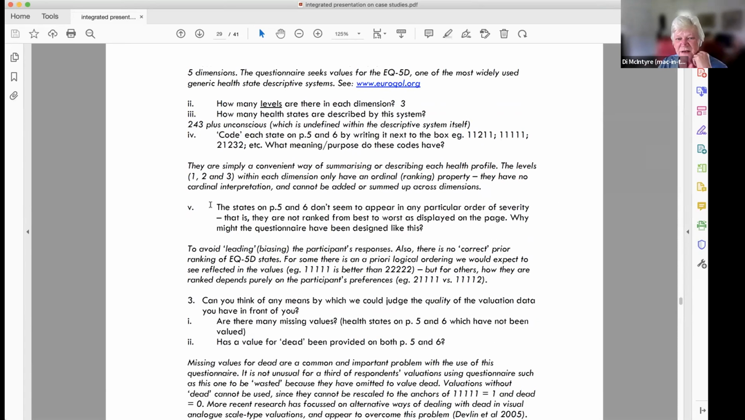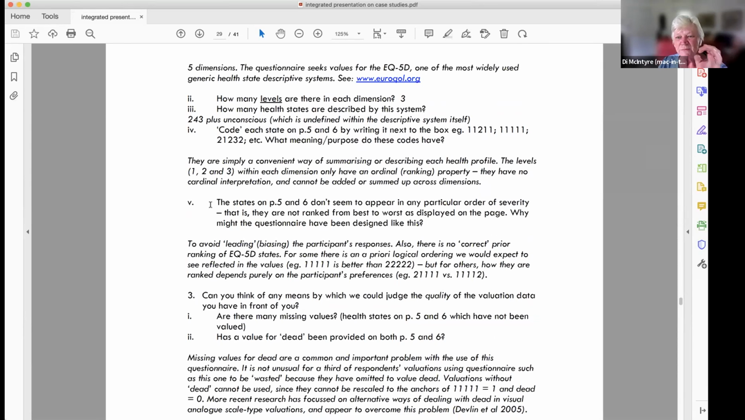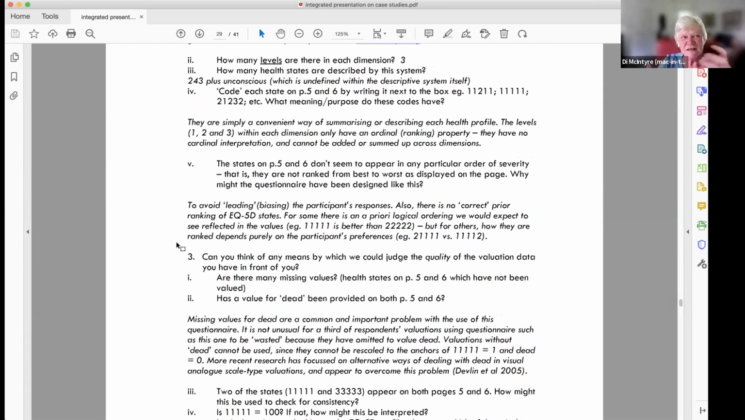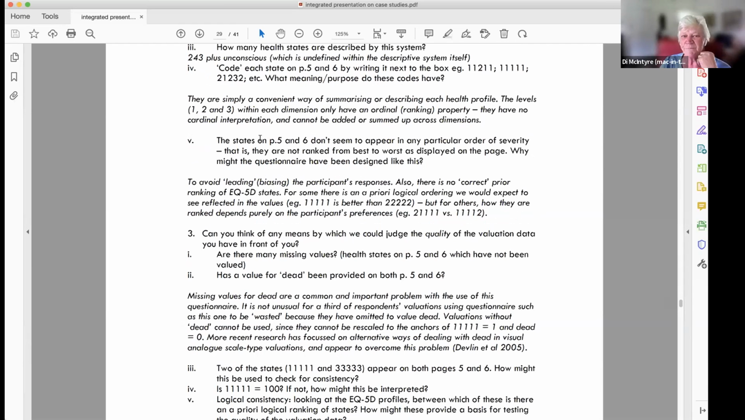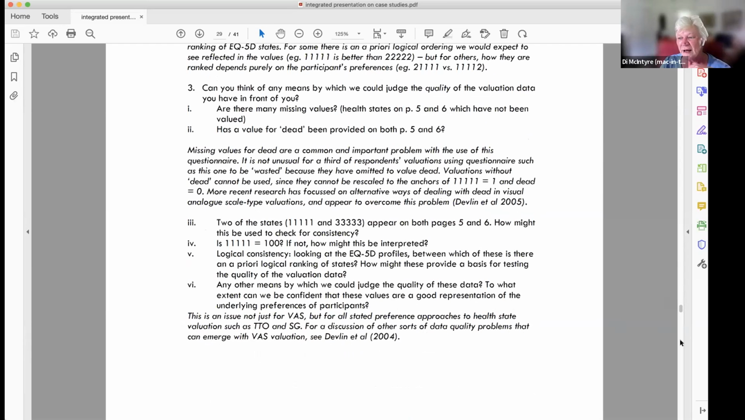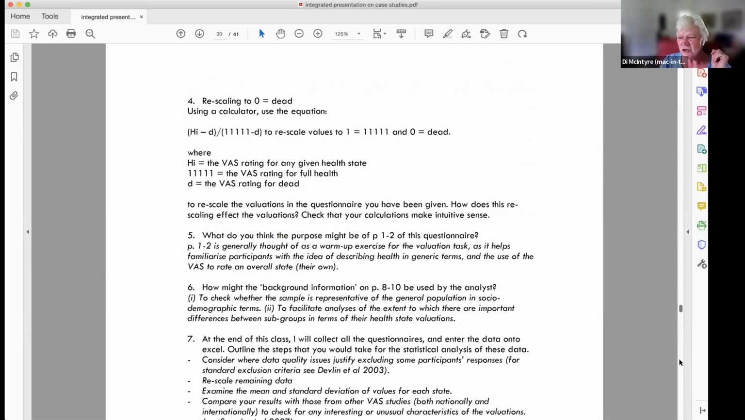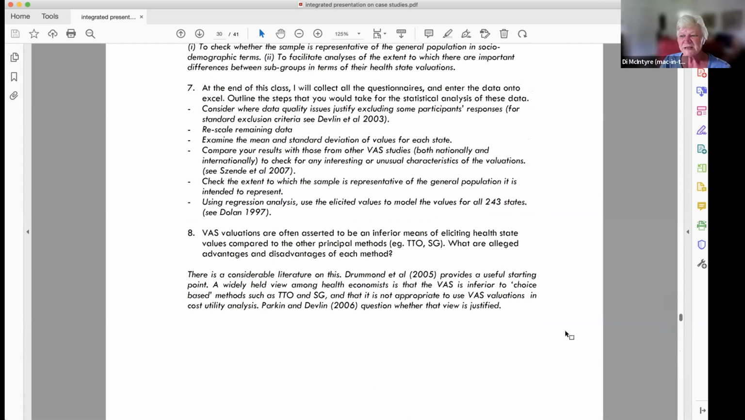So she points out that the states on page 5 and 6 don't seem to appear in any particular order of severity. That is, they're not ranked from the best to the worst, because they're descriptions of health states, and you've got to rate them. And with that discussion, she explains that that's really good practice to avoid biasing participants' responses. She also deals with the issue of having a value for a dead state. So I won't talk about that much more, but basically that is a very useful one, and I think it could be used quite universally.